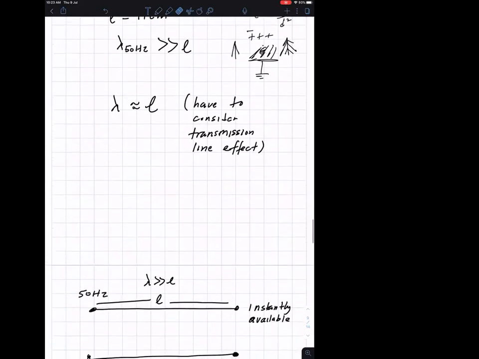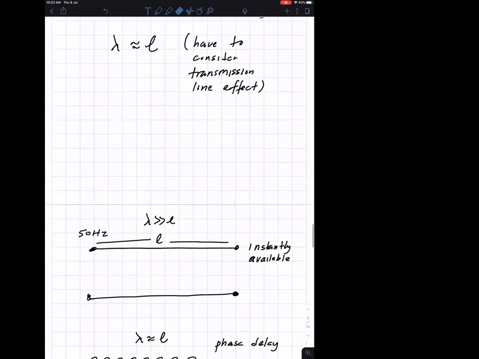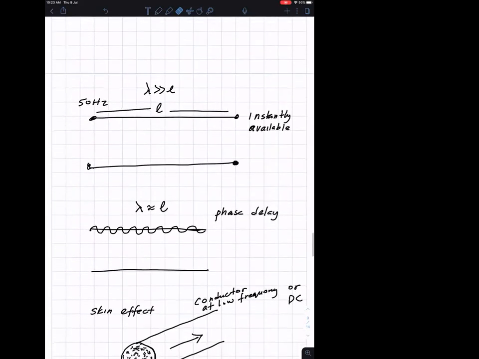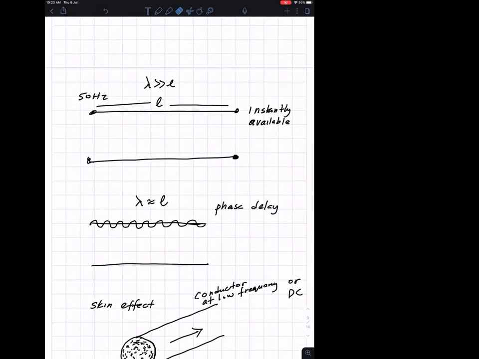Transmission line effect. Now you consider an AC line, say 50 Hertz. When we were analyzing electrical circuits at low frequency, if you send a signal from here, then it's instantly available here, right? There's no reflection, nothing, because it's a long wavelength. We calculated yesterday that the wavelength is 600 kilometers.